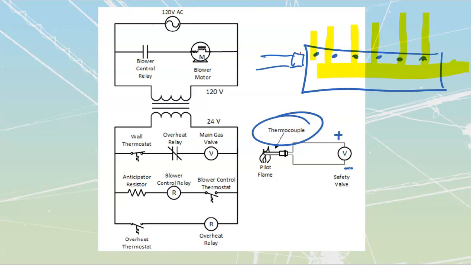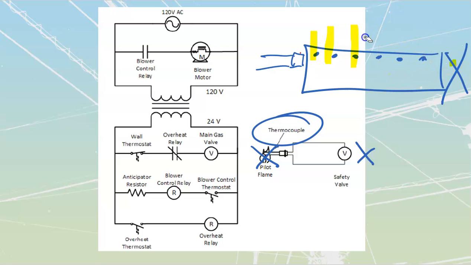That tiny bit of voltage is going to keep that safety valve open, so that gas is then able to run through there. If for whatever reason the thermocouple over here would lose its flame, it would no longer generate any of this, and that safety valve would close. The safety valve is always in line with the main gas valve. So even if I were calling for gas to come into here, the safety valve would be saying, nope, I'm shutting you down because I cannot read that we have a pilot light over there.